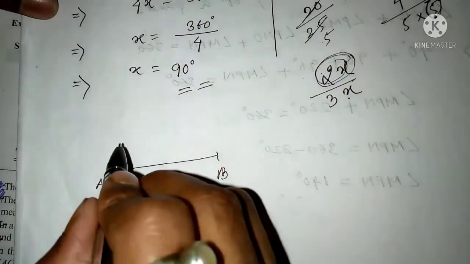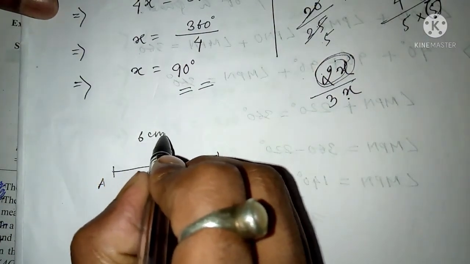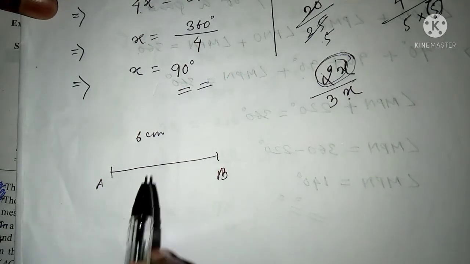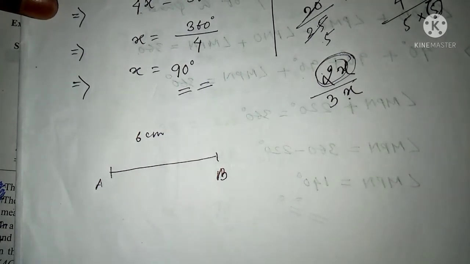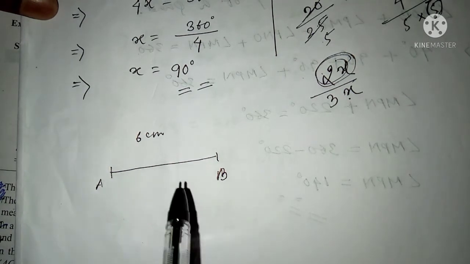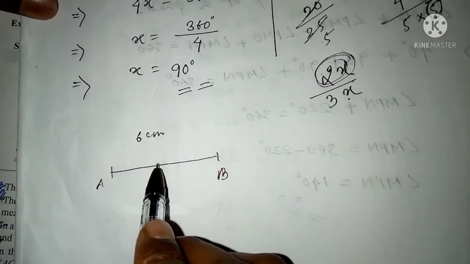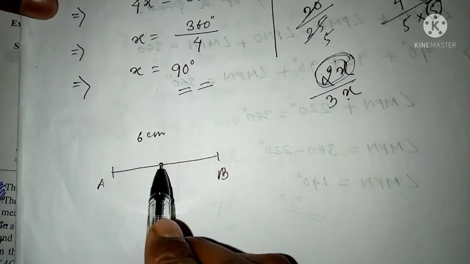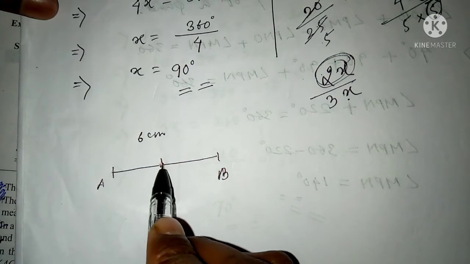Okay, now say for example the length of this line segment is 6 centimeters. If I need to bisect, meaning to equally divide, then what is half of 6? That is 3. That means I need to divide this at a point where, say for example, I am assuming this line is the bisector.